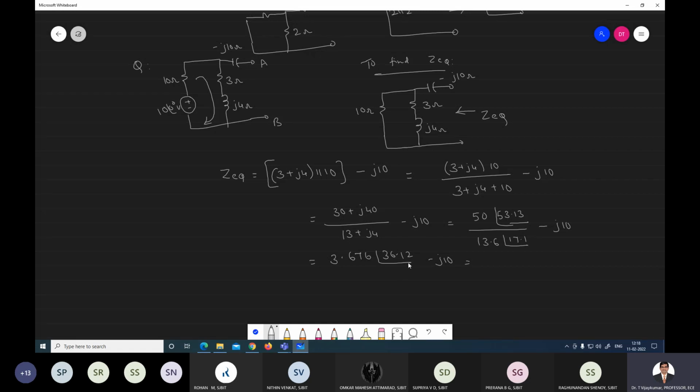Now we can't add this directly. Now this polar form is converted into rectangular. When we convert into rectangular, we get 2.969 plus j2.167 minus j10. After simplification, we get 2.969 minus j7.83 ohm. This is your Z equivalent.